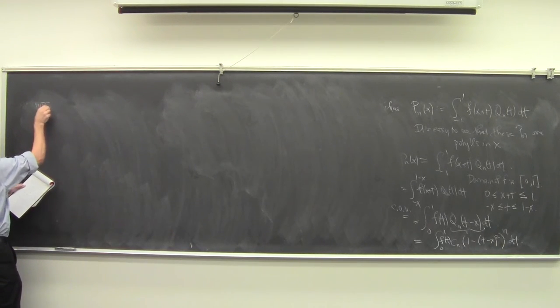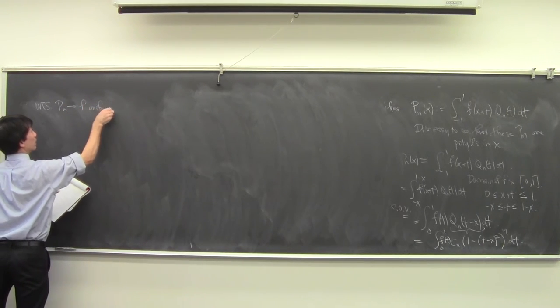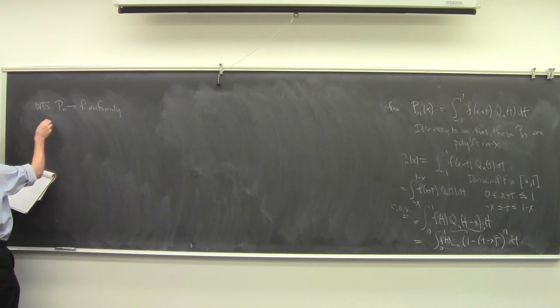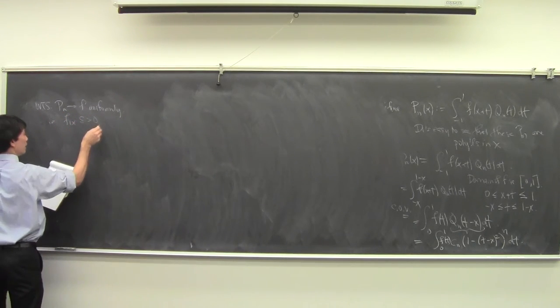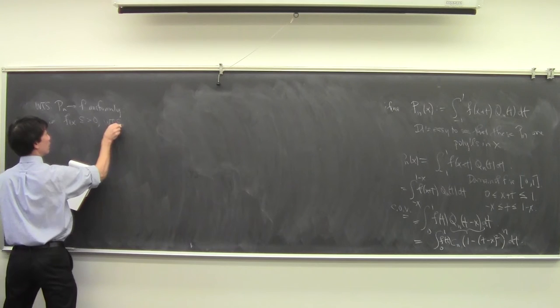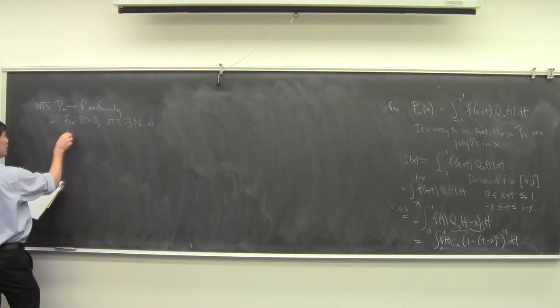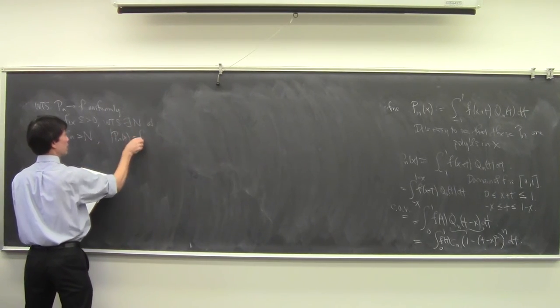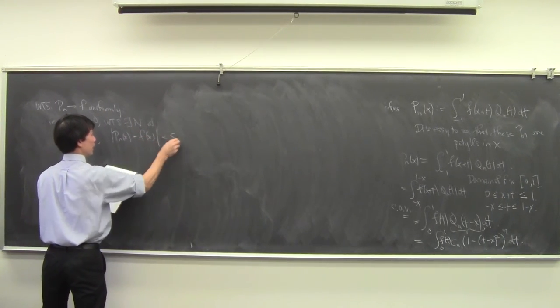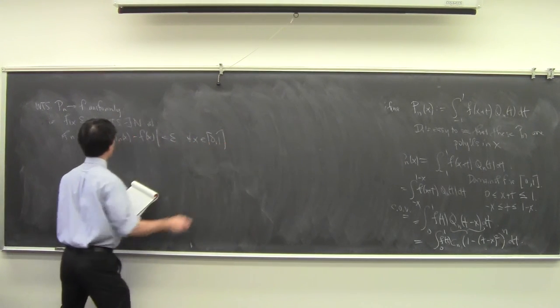So I want to show that the p sub n converge to f uniformly. In other words, if we fix epsilon, we want to show there exists an N such that if we're past that N, then |p_n(x) minus f(x)| is smaller than epsilon, for all x in our domain.